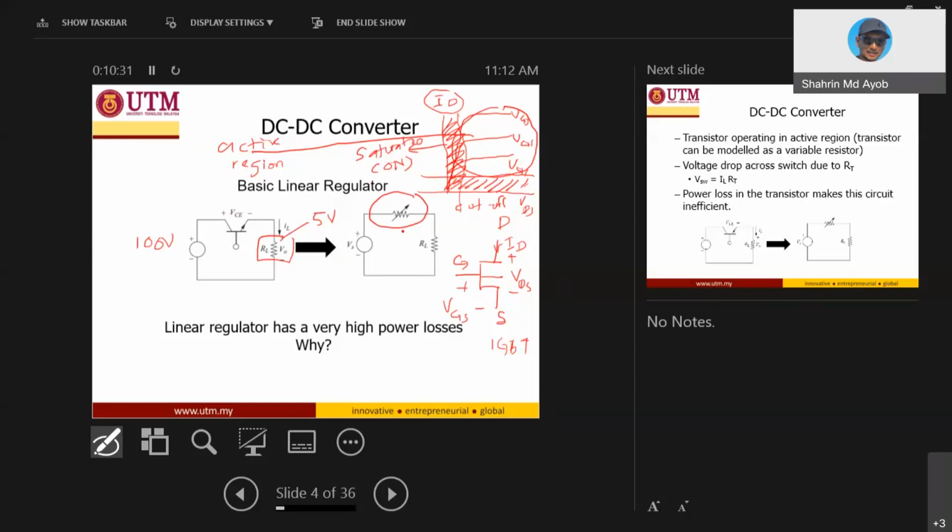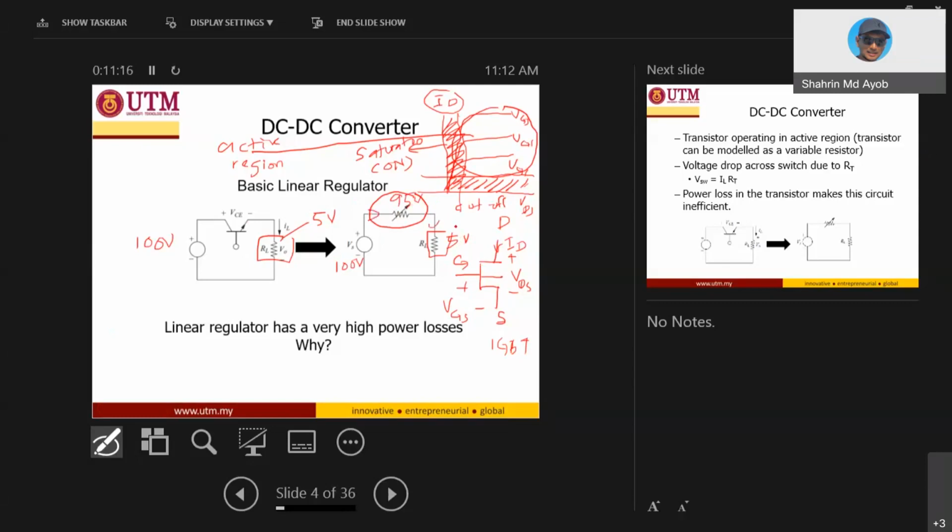From here, for example, the input is 100 volts. Your load requires only 5 volts, for example your radio, 5 volts. So what can you see from this circuit? What is the problem with this circuit? This one is 100 volts, but you only require 5 volts. What happened to the other 95 volts? It actually drops here, right? So 95 volts. Can you imagine the current that flows here?